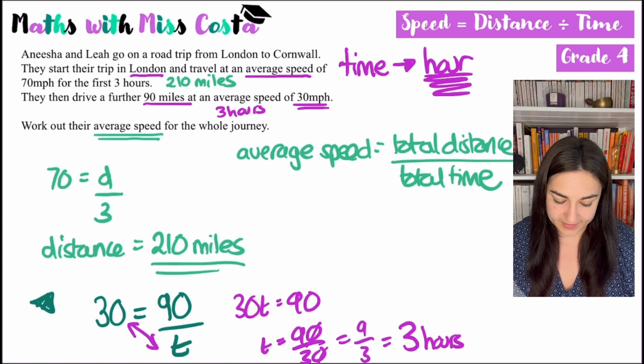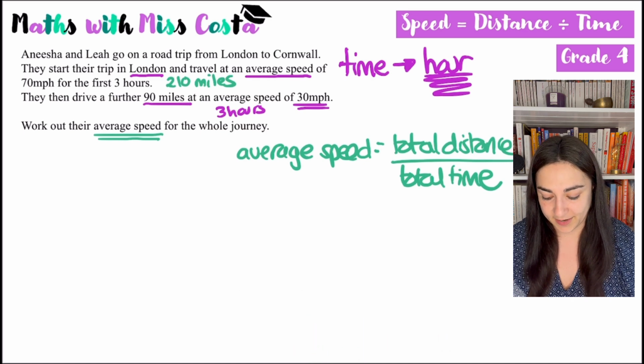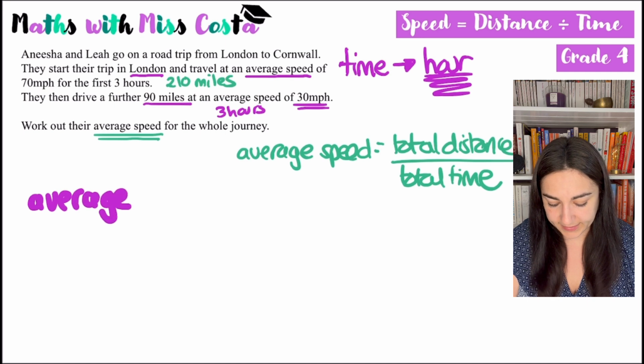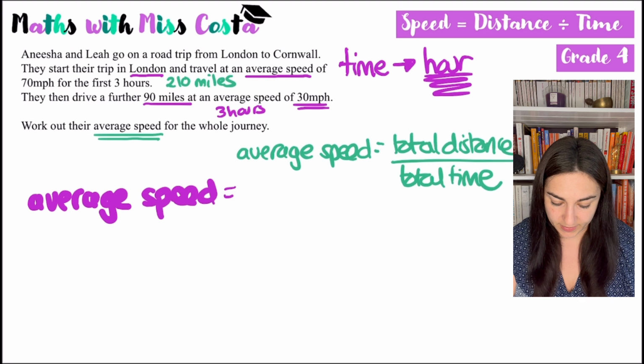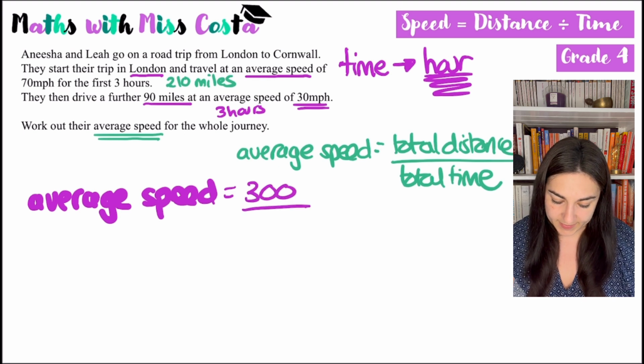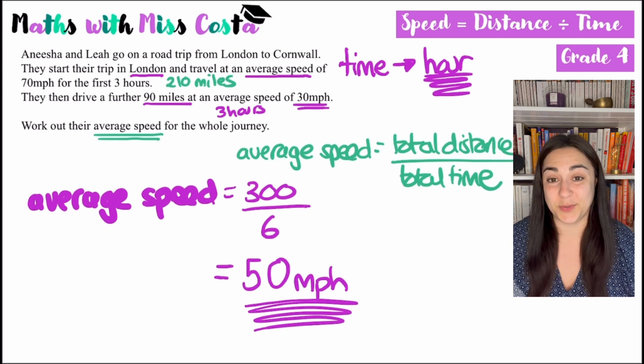So this is a nice and easy non-calculator one. I didn't actually need to do any of those time things, but in the next question I have a feeling we will. So the average speed is going to be the total distance. So 210 plus 90 is 300 miles, and the total time, oh, this is a super easy question, is 3 hours plus 3 hours, which is 6. So 300 divided by 6 is going to give me 50 miles per hour. And that's how I'd do a question like this.